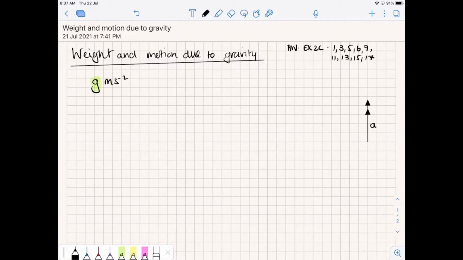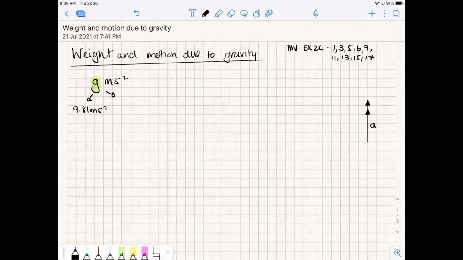Now, depending on what application you're doing and what stream of science you're in, this constant might have a different value. So what's the value that you guys use in physics? 9.81. 9.81 meters per second squared.